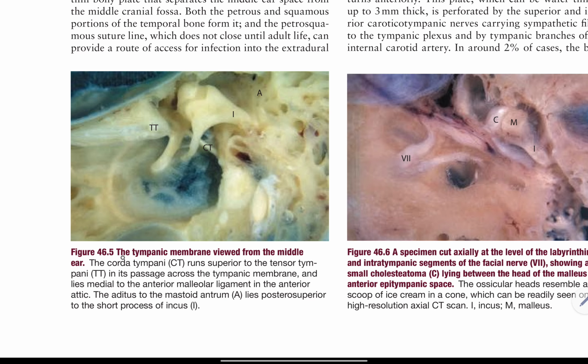Figure 46.5, the tympanic membrane viewed from the middle ear. The chorda tympani runs superior to the tensor tympani in its passage across the tympanic membrane and lies medial to the anterior malleolar ligament in the anterior attic. The aditus to the mastoid antrum, A, lies posterior superior to the short process of incus, I. Tensor tympani, chorda tympani, incus, mastoid antrum.